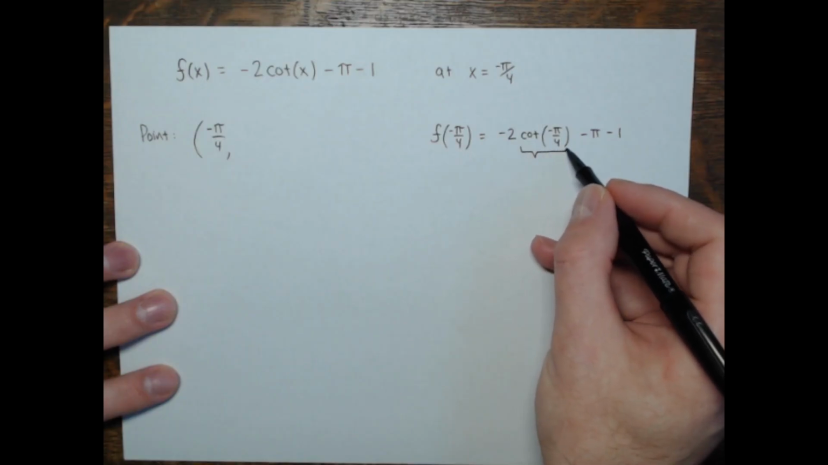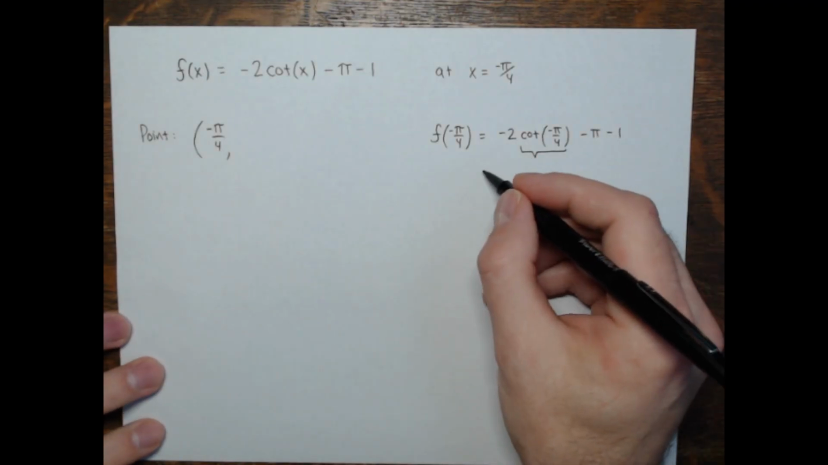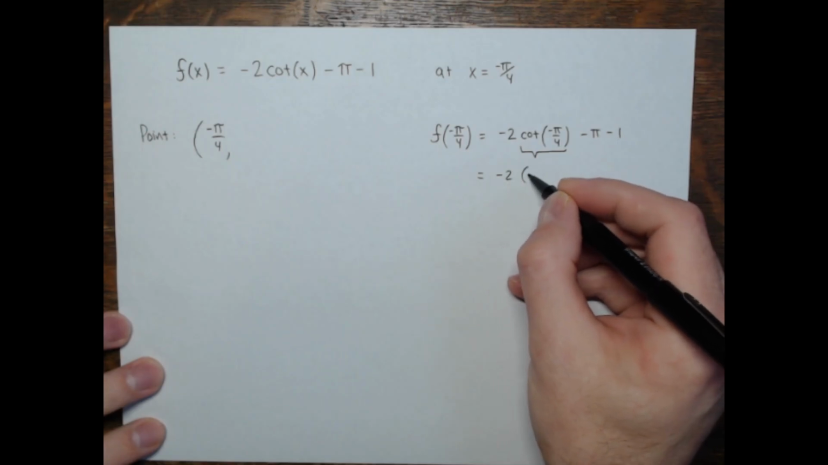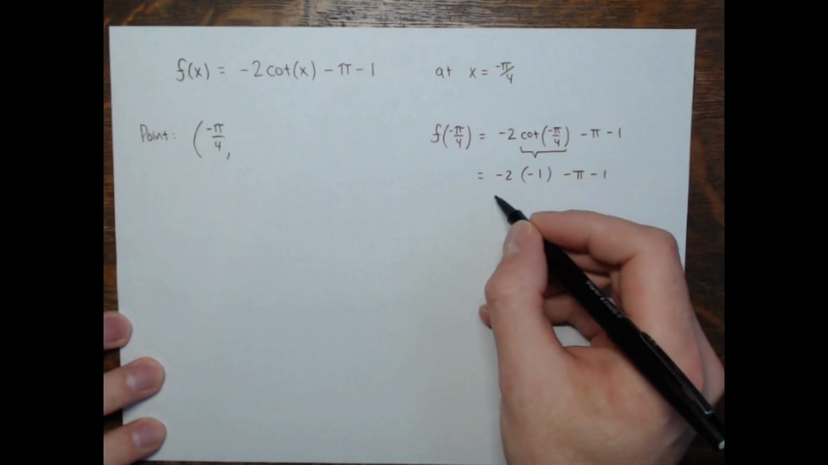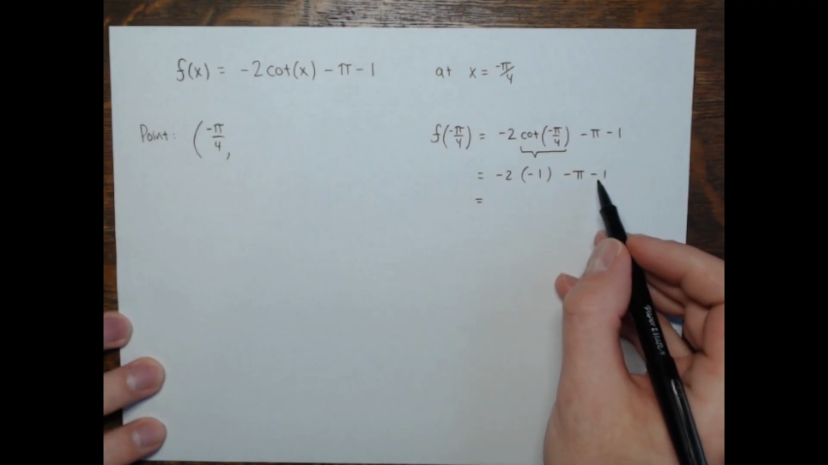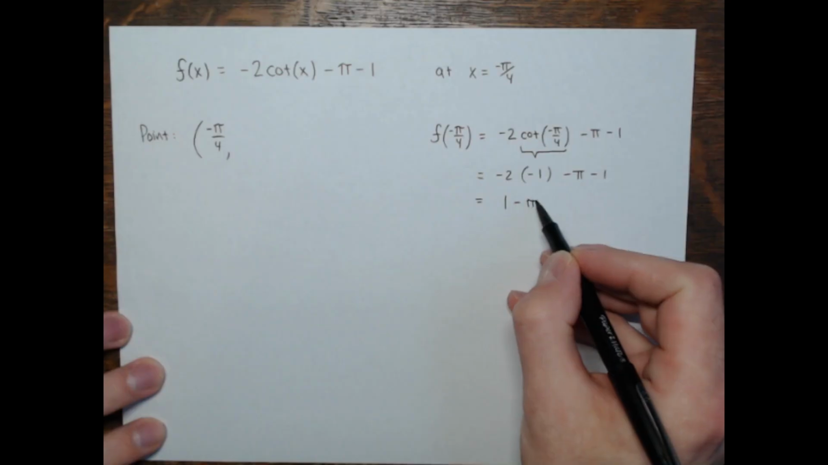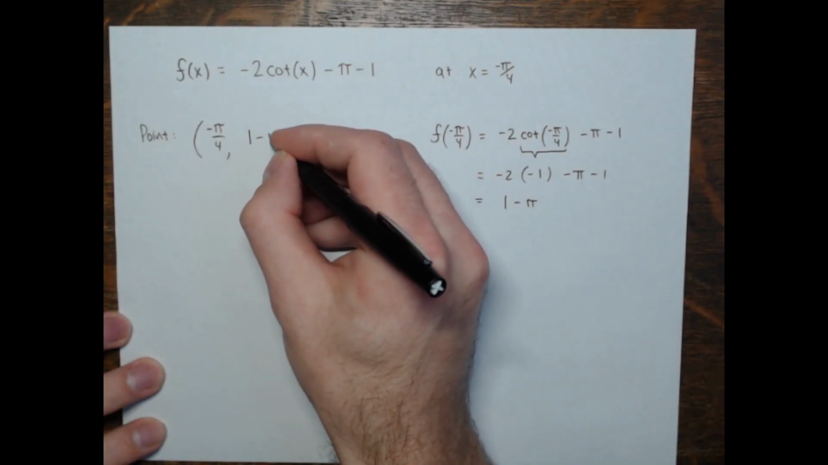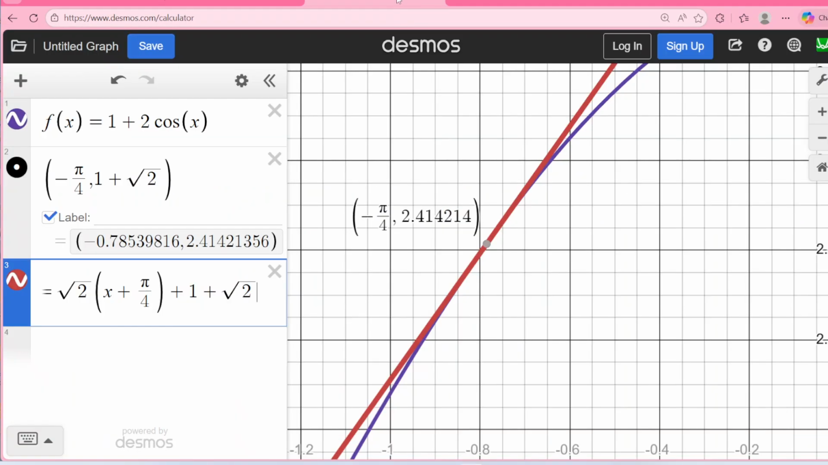This cotangent of -pi/4, or -45 degrees, remember that's -1. So this is -2 times -1, and then you got minus pi minus 1. So this is 2, then minus 1 over here makes 1. So we end up with 1 minus pi for the y coordinate. Again, I just want to show you that that's actually on there, right? We'll verify this with Desmos.